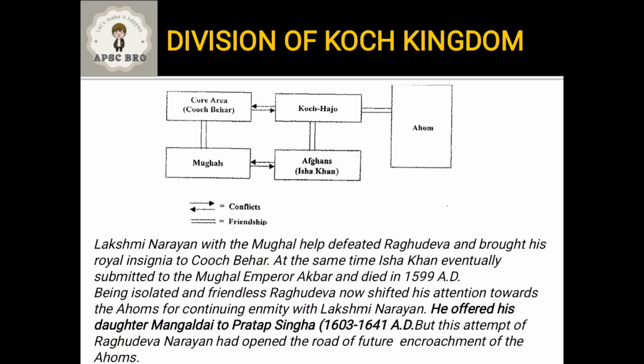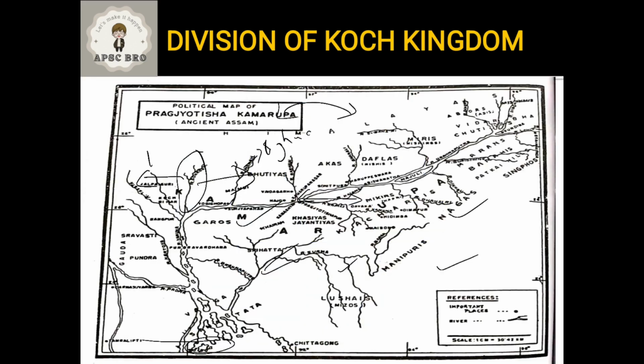If you see here, Kush Bihar, this area, who was the ruler? Lakshmi Singha, right? Who was the ruler of this place? Raghudeva. Now they were both fighting for supremacy. Kush Hazu is this part, Kush Bihar is this part. So this side is Bengal, and this side is the Ahom kingdom.